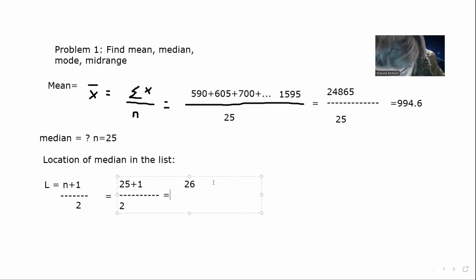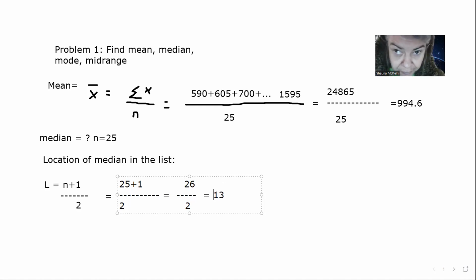And I'm dividing it by 2. So I'm going to do that. And I'm going to divide it by 2. And I'm going to end up with 13 as my position. Now, what does that mean?